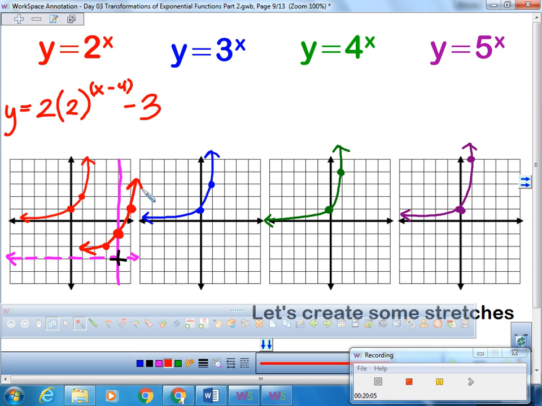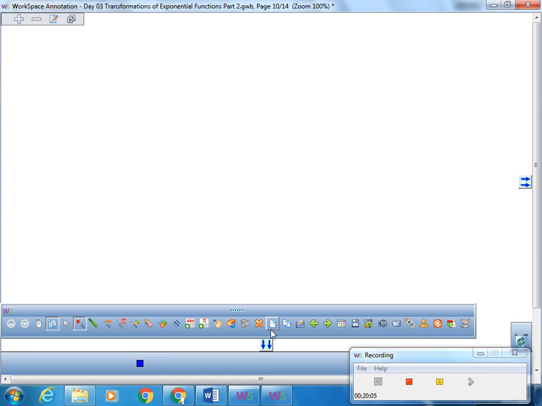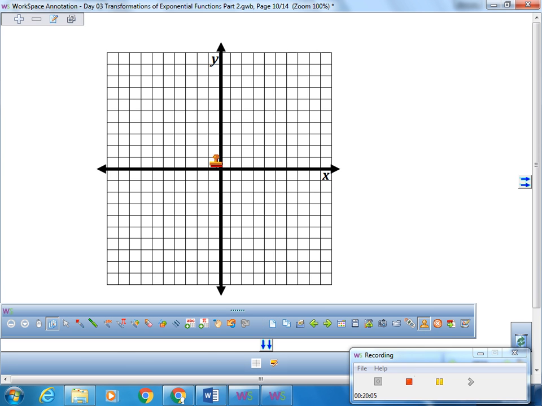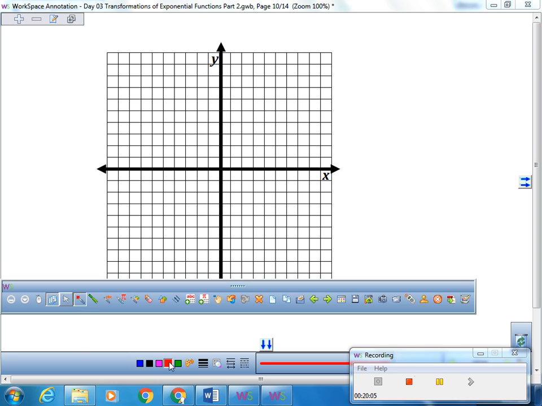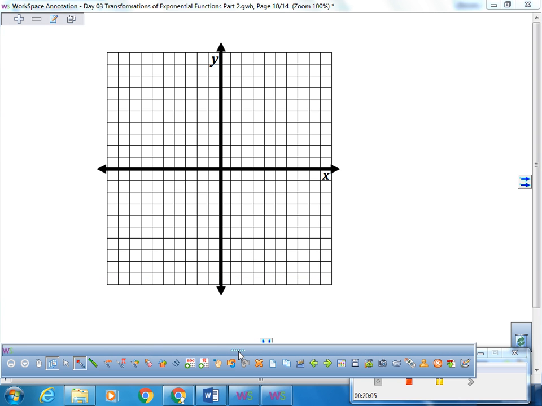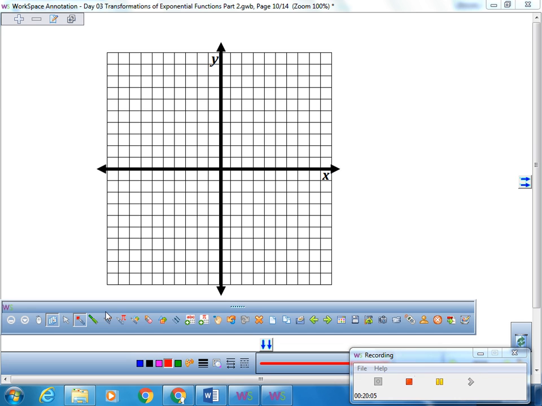I'm a firm believer in working backwards. I think if we work backwards, you guys will get this more. Let's work backwards. I think I have one in here, but I think I'm just going to create one. Okay, let's do this.